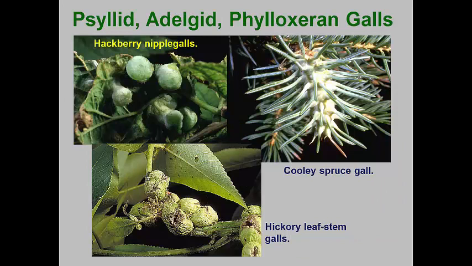We've already covered the hackberry psyllid galls, spruce gall adelgids, and the hickory leaf stem gall phylloxerans when we discussed those types of insects. I just wanted to remind you that these hemipterans are some of the other families of insects that produce galls on plants.